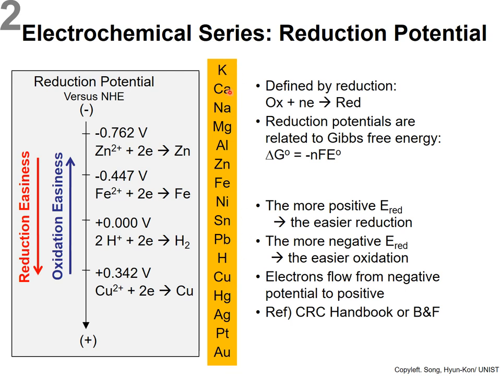Potassium, calcium, sodium, magnesium, aluminum, zinc, iron, nickel, tin, lead, hydrogen, copper, mercury, silver, platinum, gold. This is the series of electrochemical pairs along the electrochemical ordinate. The upper positions have more negative reduction potential, and the lower positions indicate more positive reduction potential. Electron transfer is always flowing from the top to the bottom. Okay, so that is the way to read the electrochemical ordinate.